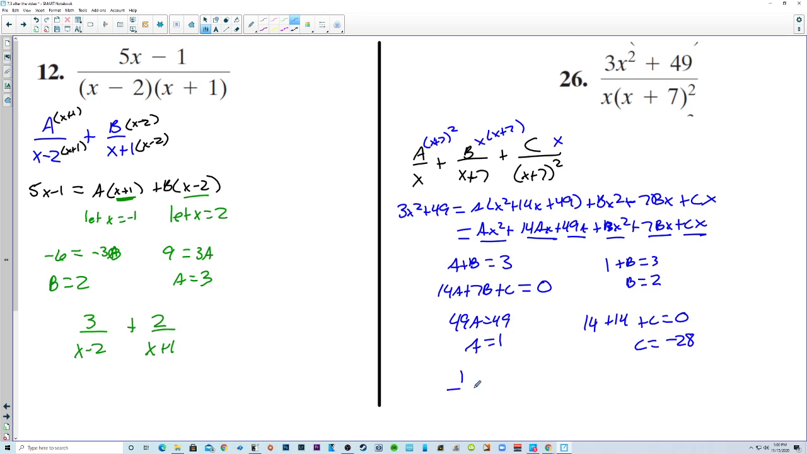So we have A is 1 over x, B is 2 over x plus 7, and C is, actually, let me write it this way so I show at least once where I write a minus for a negative rather than plus negative, and you can write minus 28 over x plus 7 squared.